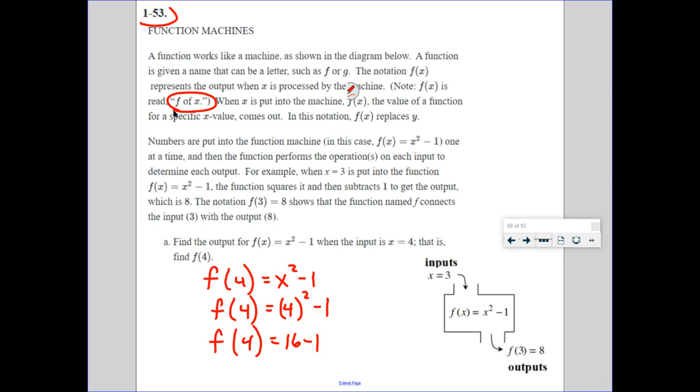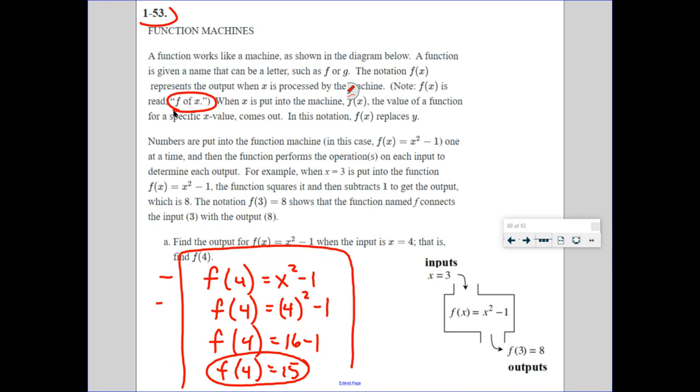16 minus 1, so f of 4, final answer, function of 4 is 15. And of course you circle your answer, or oval your answer, or rectangle your answer, I don't care. But that is what I'm looking for, this right here. And it should take you all 1, 2, 3, 4 lines working straight down.